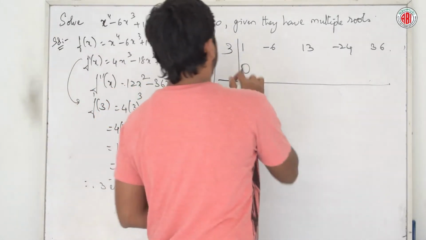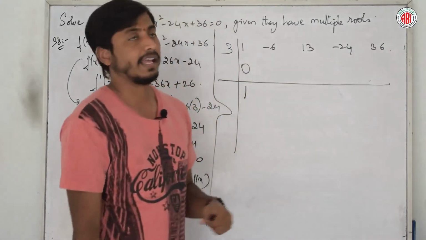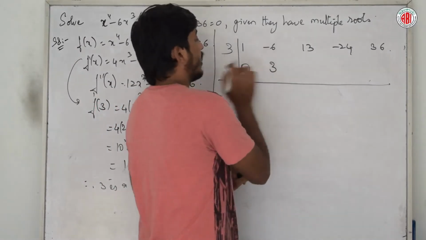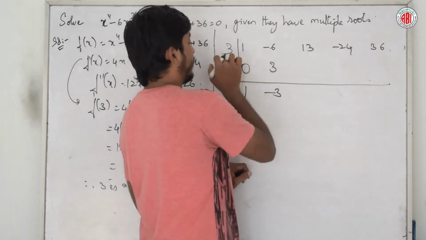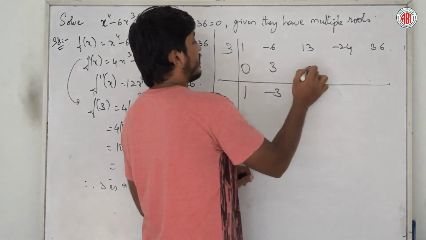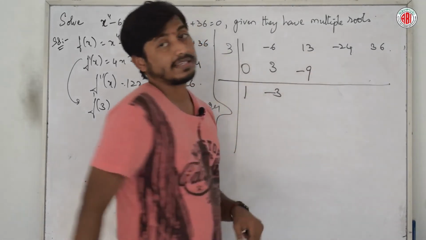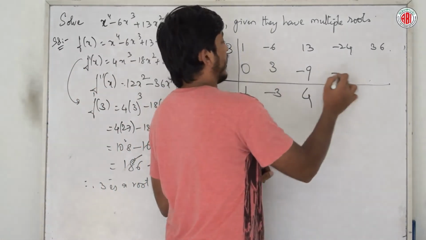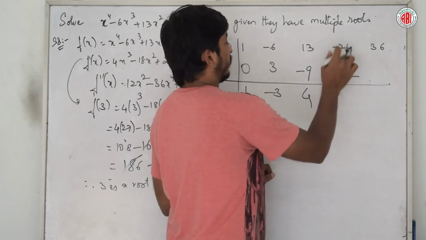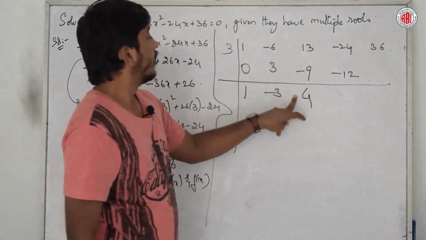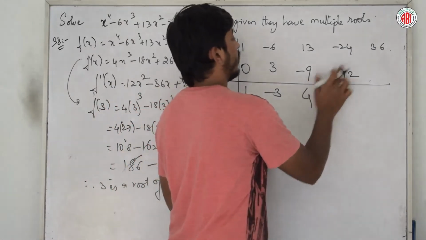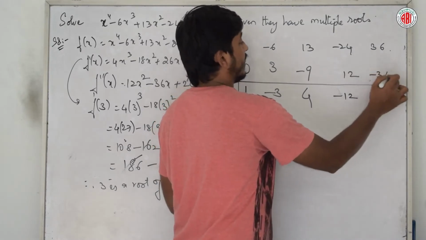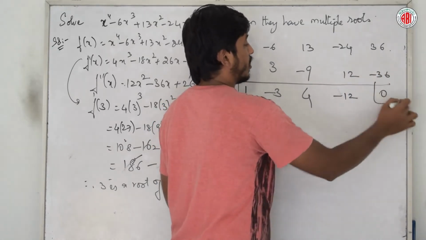Now add 1 plus 0 is 1. Done. Now multiply 3 with this one. 3 ones is 3. Now add this, it will be minus 3. Again multiply this with this number. 3 into minus 3 is minus 9. 13 minus 9 is 4. Now 4 3s are 12. Sorry, this is plus 12. Minus 24 plus 12 is minus 12. Now 12 3s is 36. Now let us add these both.